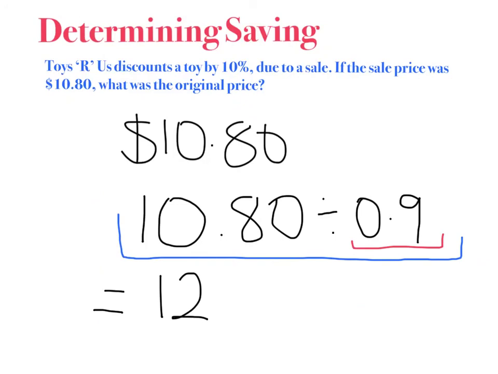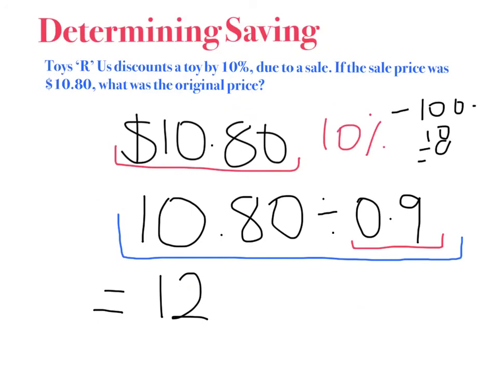10.8 divided by 0.9, because again, $10.80 was 90% of its original price because you got it at 10% off. 100 subtract 10 is 90. Okay. If I divide 10.8 by 0.9, I get an answer of 12 or $12. Okay. So it's pretty straightforward, guys, and that's it. That's determining profit, loss, and discounts.